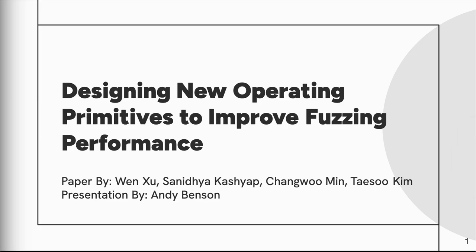Hello, my name is Andy Benson, and I am presenting Designing New Operating Primitives to Improve Fuzzing Performance. This paper tackles the problem of how to improve fuzzing by improving the speed of execution of new test cases, as well as coordination between different fuzzing sessions. This paper was originally published in 2017 at CCS, or Computer and Communications Security Conference by ACM.